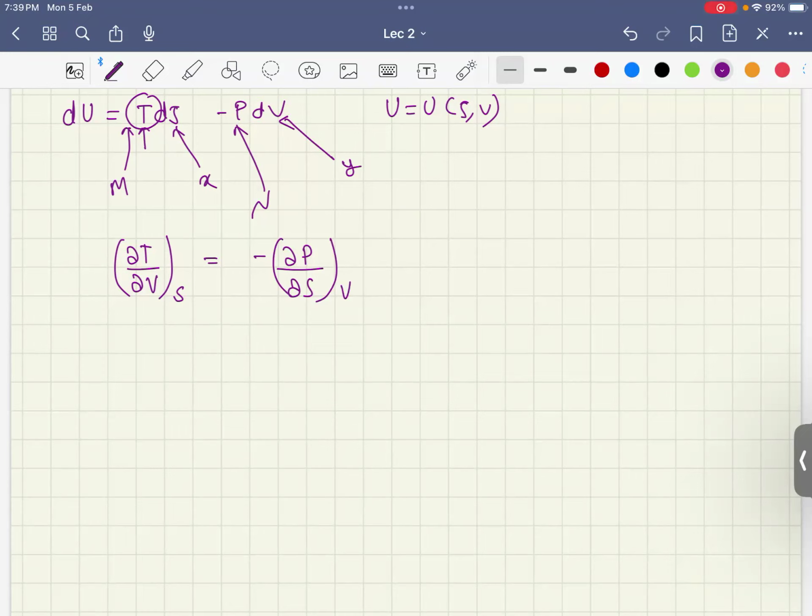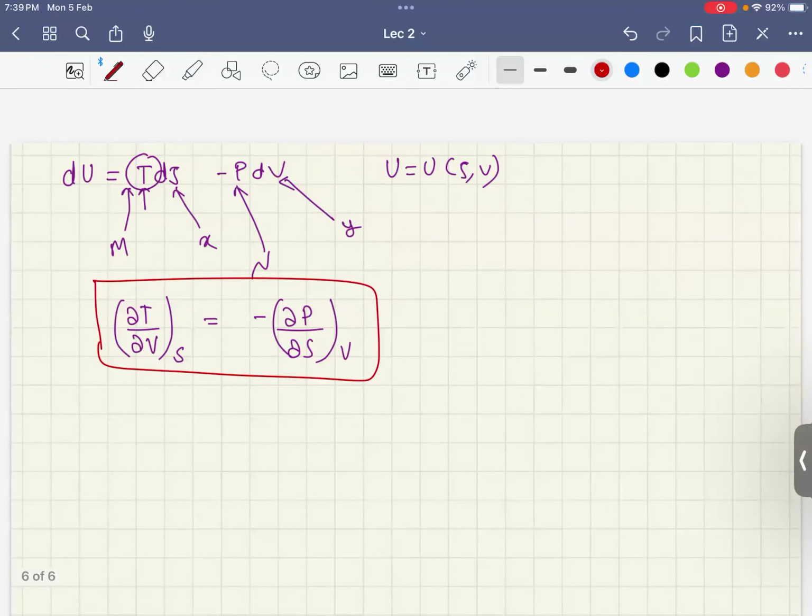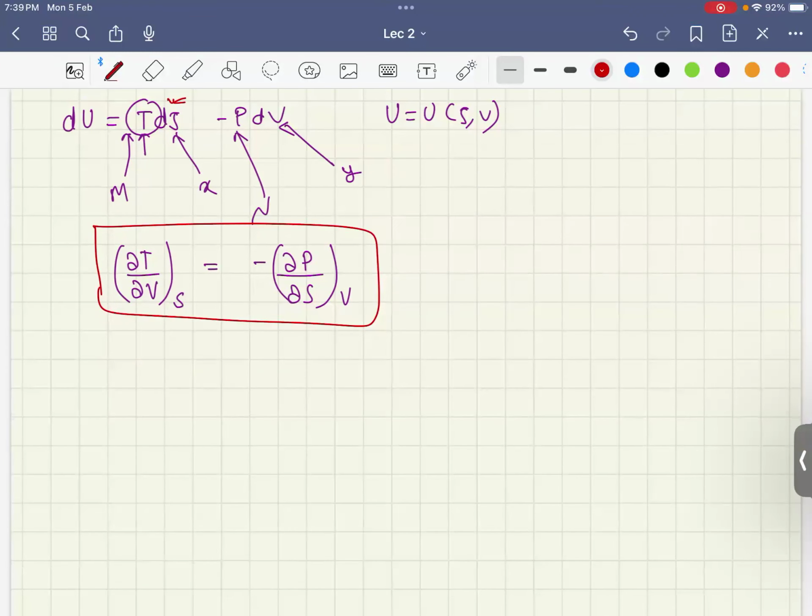Do you understand this, or do you want me to go again? No, I understand. This you understand, right? Let me check whether it is correct. Yes, dou T by dou V at constant S is minus dou P by dou S at constant V. So this is again one expression. See, from this single expression, how many things we are getting.